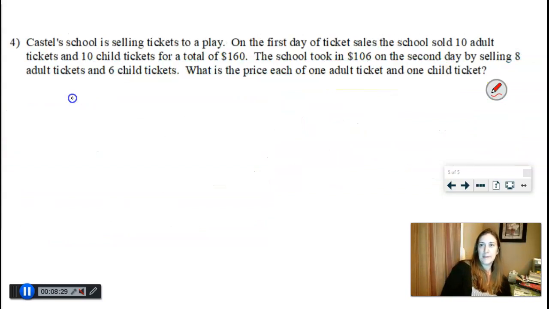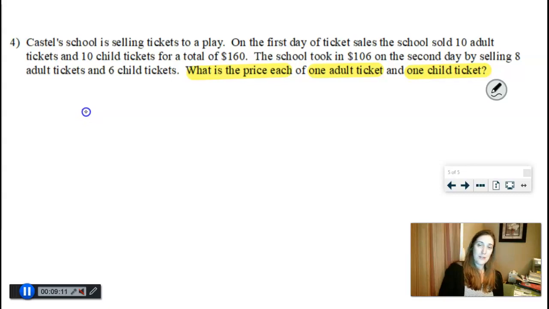One more. Castile School, that's a neat name, is selling tickets to a play. On the first day of ticket sales, the school sold 10 adult tickets and 10 children's tickets for a total of $160. The school took in $106 on the second day, sold 8 adult tickets and 6 children's tickets. What's the price of each of 1 child ticket and 1 adult ticket? So again, that question is actually, in my opinion, one of the most important parts of this problem. What is the price of 1 adult ticket and 1 child ticket? Those are the 2 unknown things.